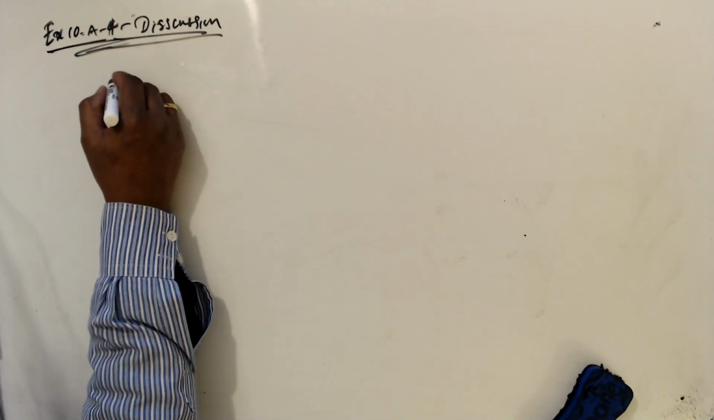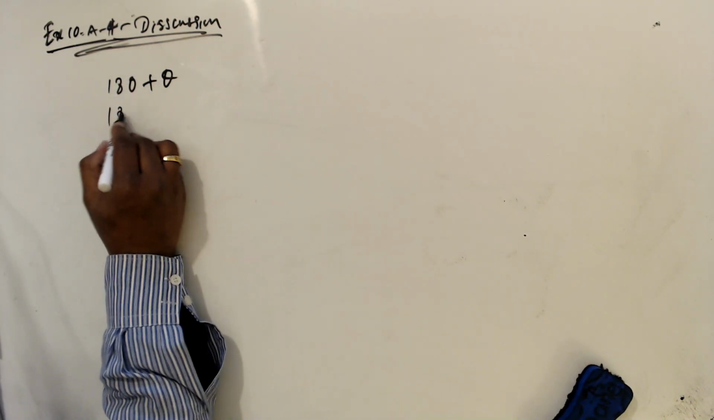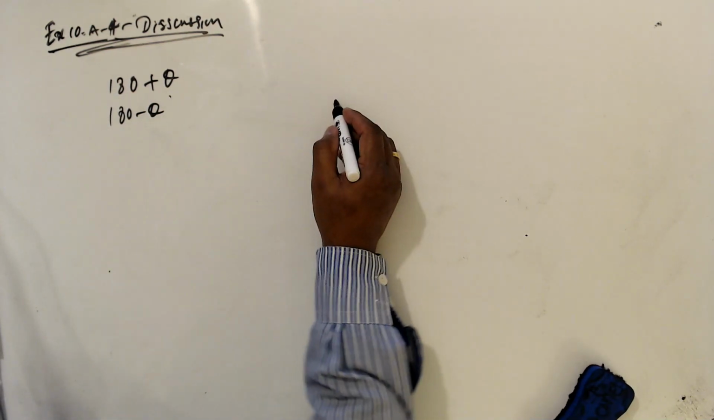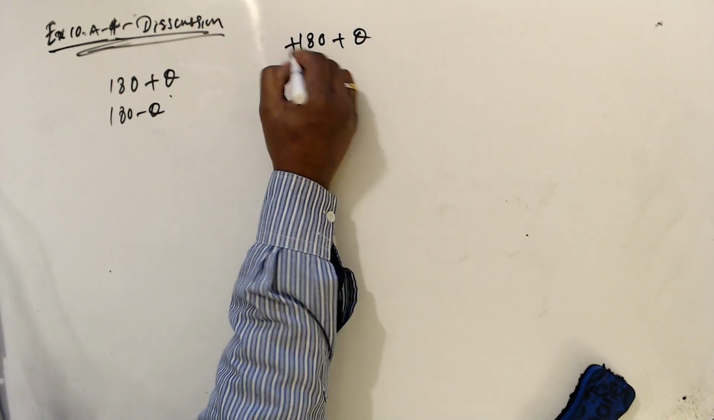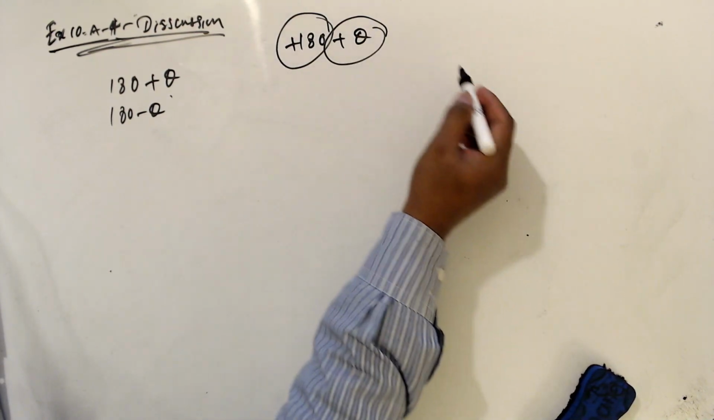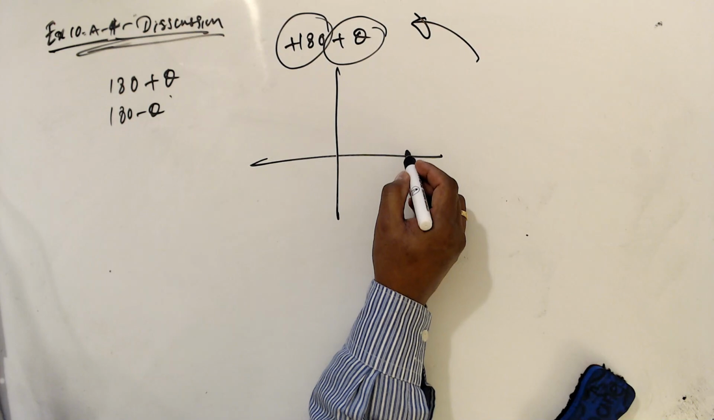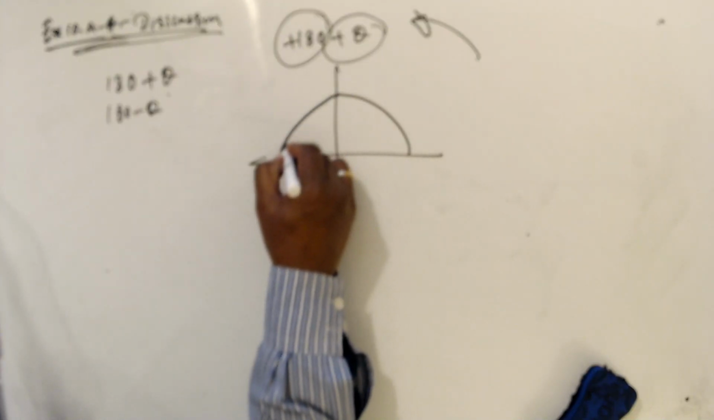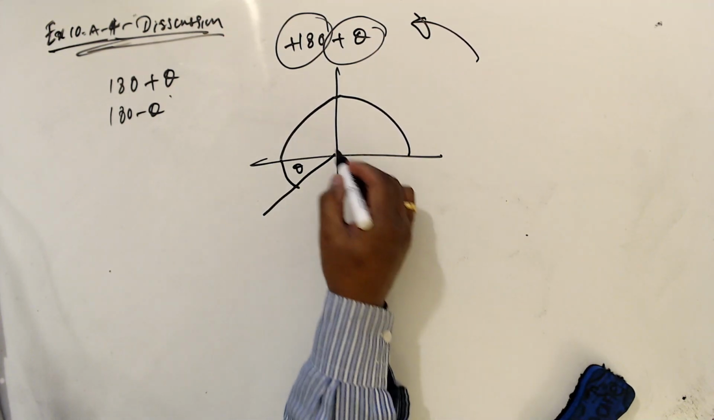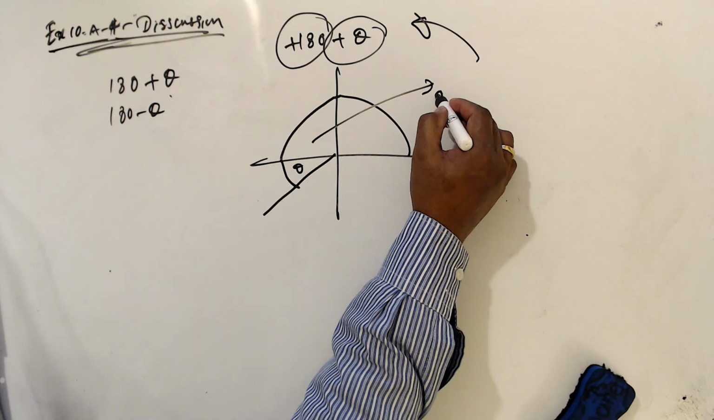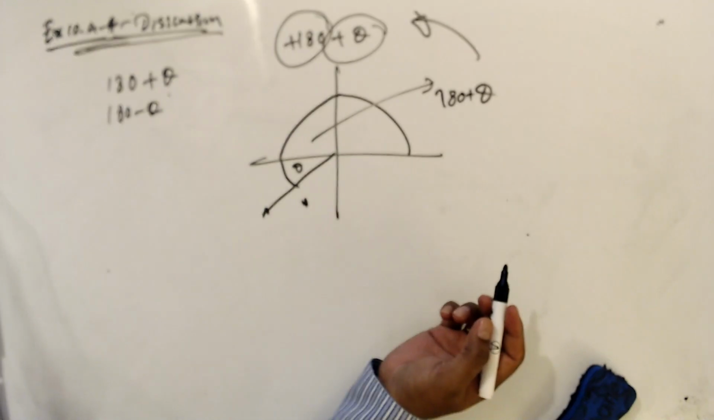Now let's look at 180 plus theta and 180 minus theta. We'll discuss 180 plus theta. This is plus, it means two pluses go in the same direction. So we'll start like this. So 90, 180 and another theta amount. So this total angle is 180 plus theta. In which quadrant now? It is in third quadrant.